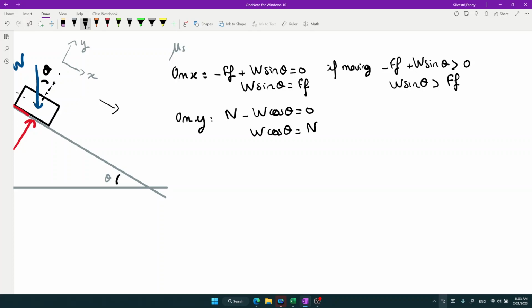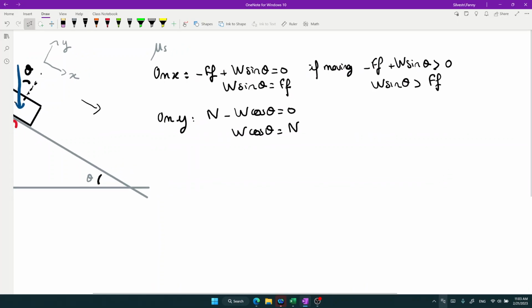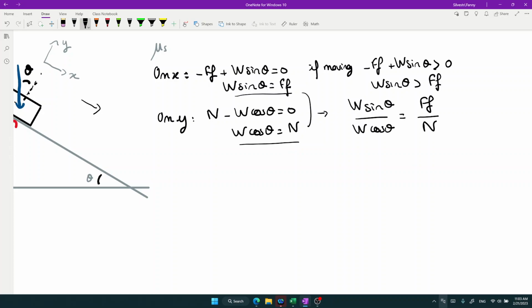So let's see. We have W sine theta that is more than the force of friction, and W cosine theta that is equal to N. And this one is always, always, always true. Let me show you these two together. With those two conditions, we can write W sine theta equals the force of friction, and I divide by both sides of the second equation, W cosine theta equals N. We can simplify this to sine theta divided by cosine theta equals the force of friction divided by N. So tangent theta equals the force of friction divided by N.